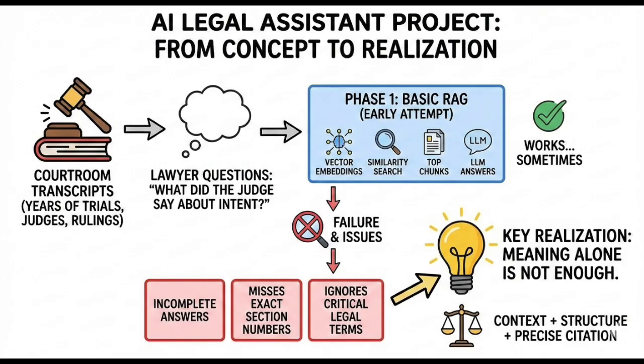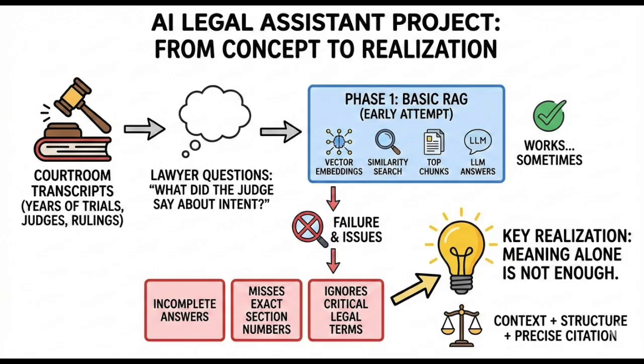Imagine this. A large law firm builds an AI assistant to search thousands of courtroom transcripts, years of trials, judges, rulings, section numbers, legal jargon. Lawyers ask questions like, what did the judge say about intent? Find cases mentioning constructive dismissal. Show rulings related to Section 42B.